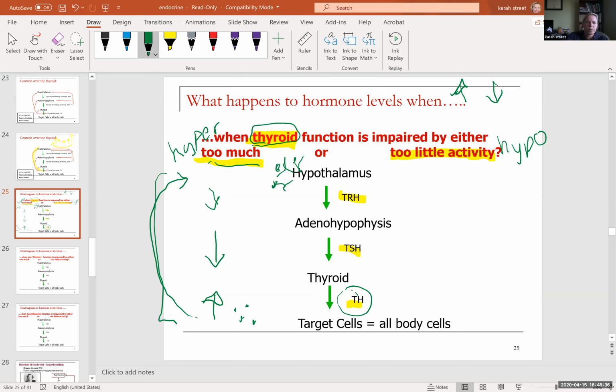Now let's do too little. The thyroid gland is not producing thyroid hormone. So what would those levels be like compared to normal? Down, obviously. Well, then what's going to happen to my receptors on the hypothalamus, sorry. They're not going to be populated, are they?